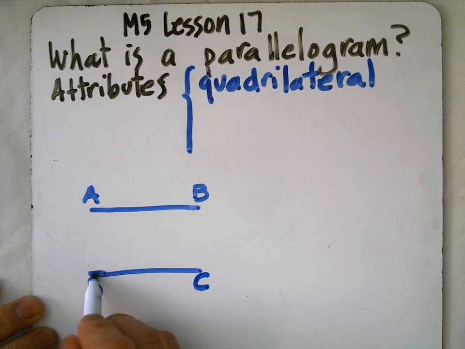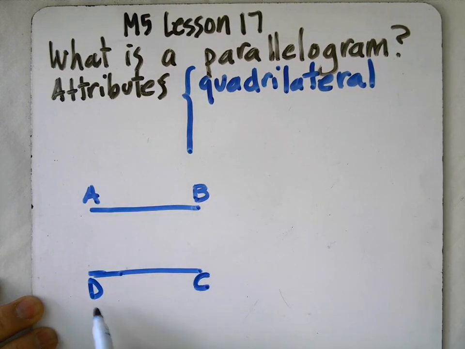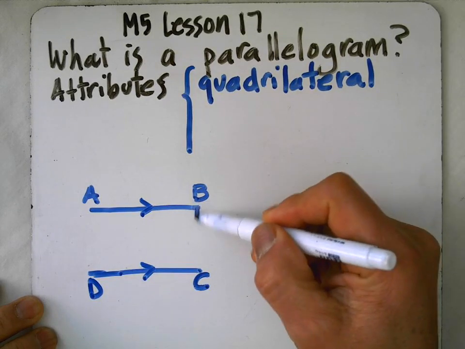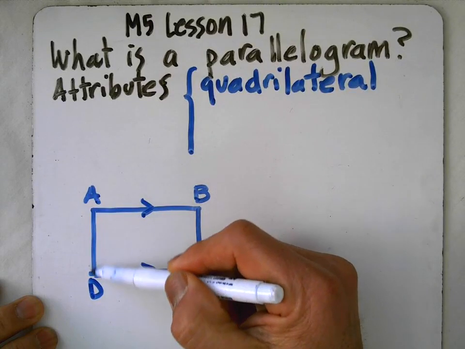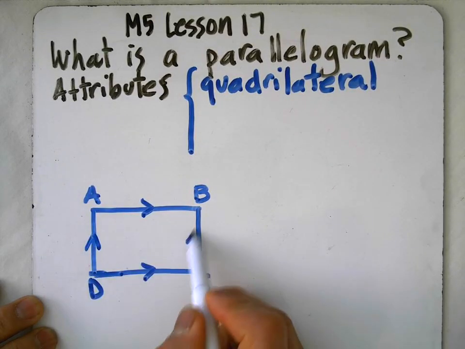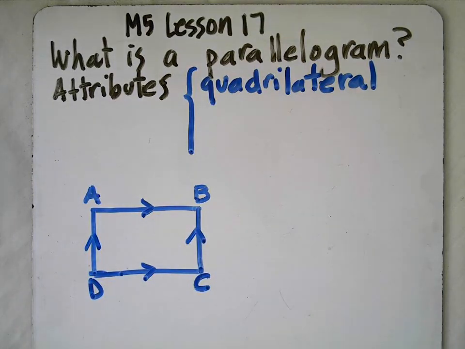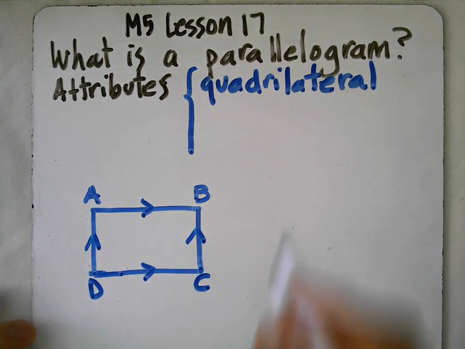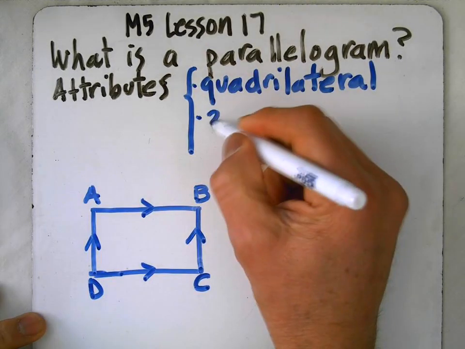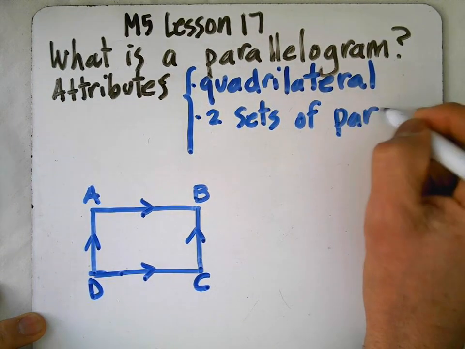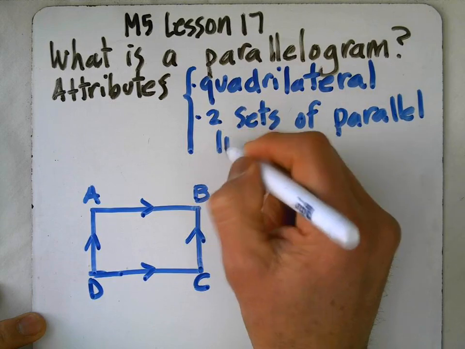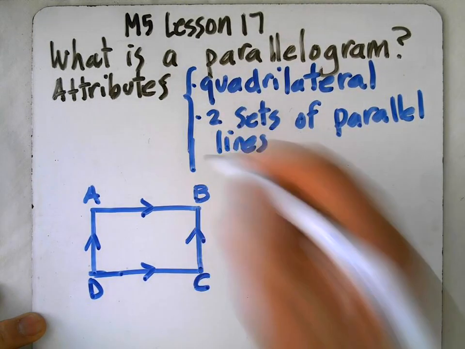So if you see segments AB and DC are parallel to each other. This is a symbol that shows that they are parallel. And segment BC and segment AD, they are parallel. So we are going to show these parallelograms. So that is the second attribute of a parallelogram. It has two sets of parallel lines. Two sets of parallel lines. So that's the next attribute.